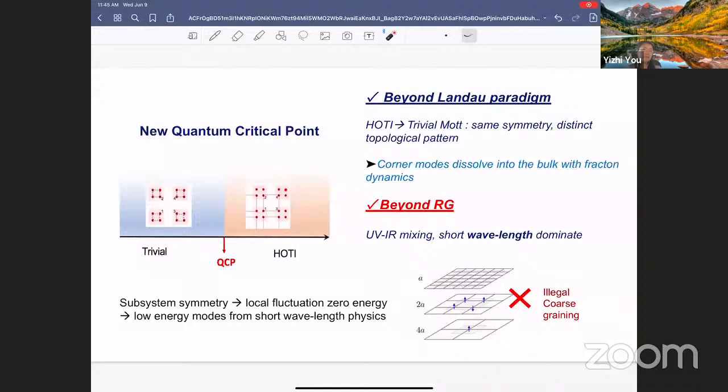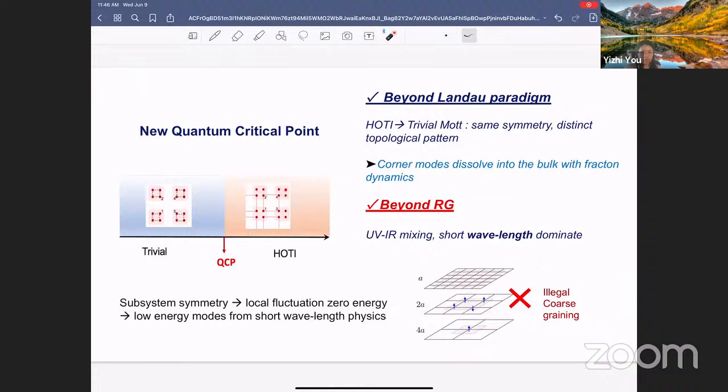And because of subsystem symmetry, and because these modes are only localized at a corner, this zero mode dynamics is pretty peculiar. A single spin one half zero mode cannot fluctuate in any direction, but a pair of them can fluctuate along a transverse stripe, like a quasi one dimensional particle. And hence, what we finally end up with is that the quantum critical point is not just controlled by long wavelength physics. Instead, there exists a sub-extensive number of short wavelength modes which survive in the low energy part of the spectrum at a phase transition point.